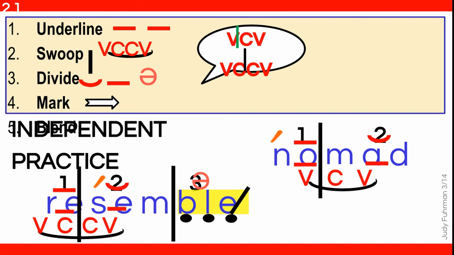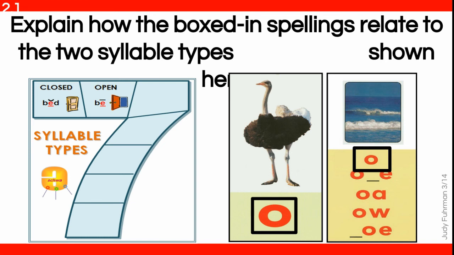Okay, here are the answers. These are the correct cutting patterns and the symbols for them. So if you missed any, go ahead and make your corrections. And on the N word, that would be the nomad, that is pronounced nomad, and on the second one it would be resemble.